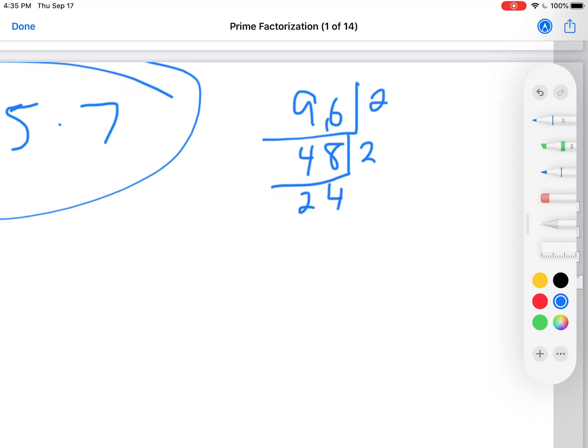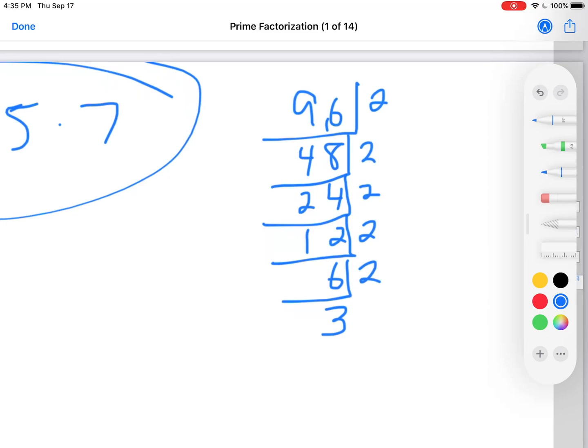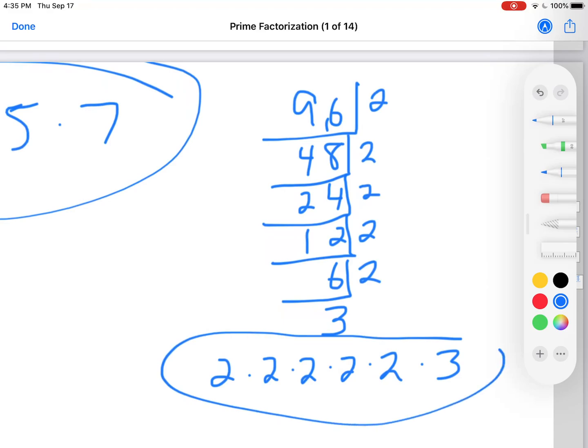Are we done with 2? No, because we still have a 4 in the ones place. Divide by 2. 2 into 2 is 1. 2 into 4 is 2. Are we done with 2? No, because it still has a 2 in the ones place. 2 into 12, 6. Still not done with 2. 2 into 6, 3. So now we're done because 3 is a prime number. We can't split it up anymore. The prime factorization for 96 is 2 times 2 times 2 times 2 times 2 times 3. And that is the prime factorization.